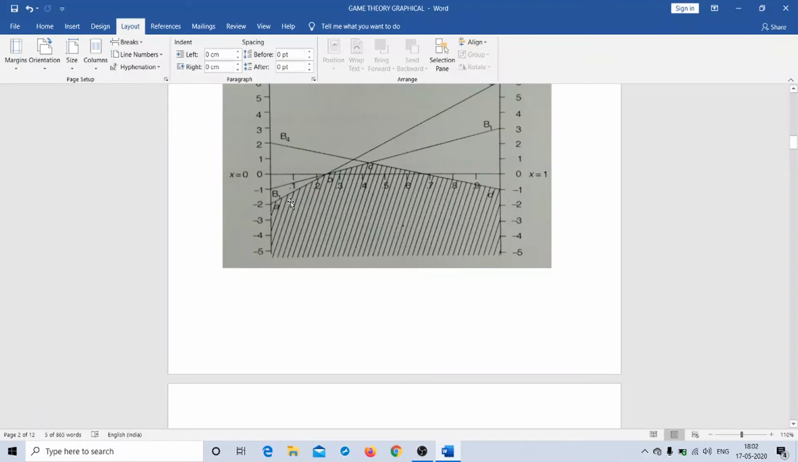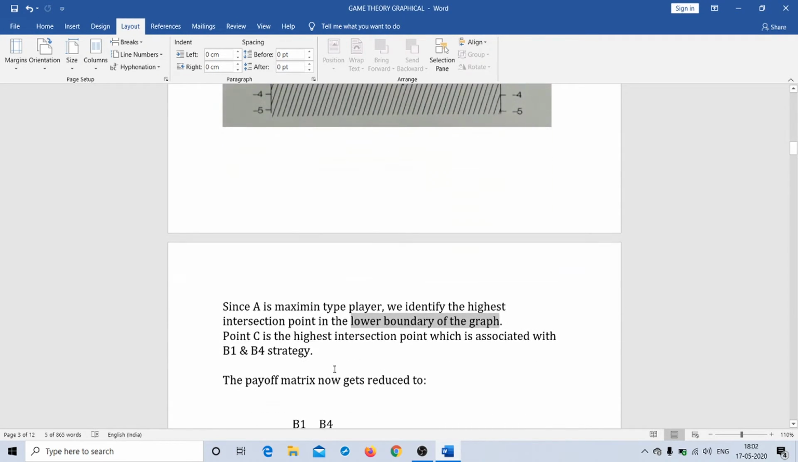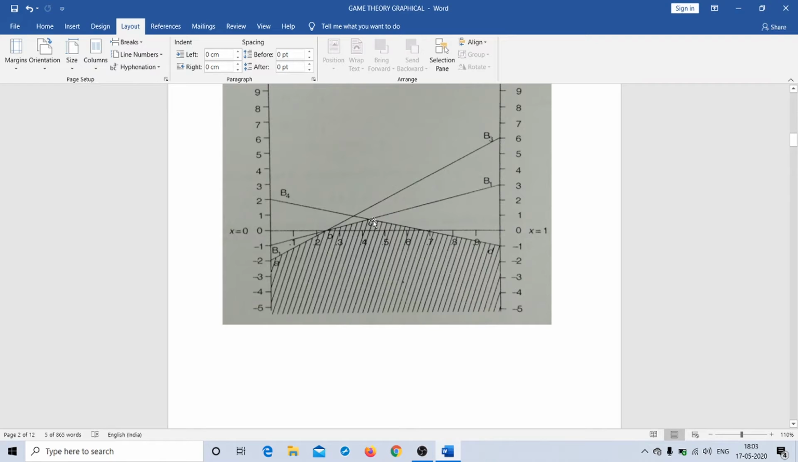Now in this particular lower boundary, you can see this is my lower boundary. In this lower boundary, this is my highest intersection point, this one, which I have called point C. So this is my point C. Now this point C is the highest intersection point which is associated with 2 lines, that is this line and this line. These 2 lines belong to 2 strategies, which are nothing but B1 and B4.